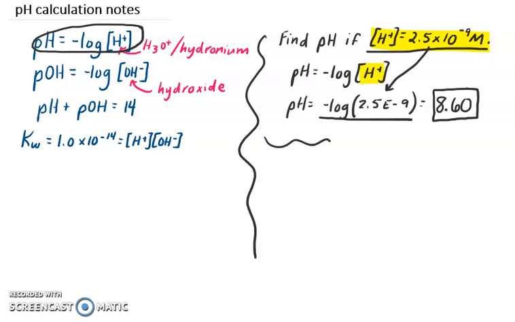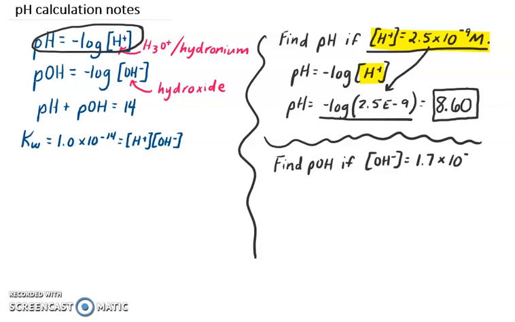All right, let's do another one. This time, instead of finding pH, I'm going to say to find pOH. So find pOH if the concentration of OH is 1.7 times 10 to the negative 10th M. All right, so again, we're going to look at what's given. I am given the concentration of OH. So I look over here at my formulas. The one that has the concentration of OH is right here.